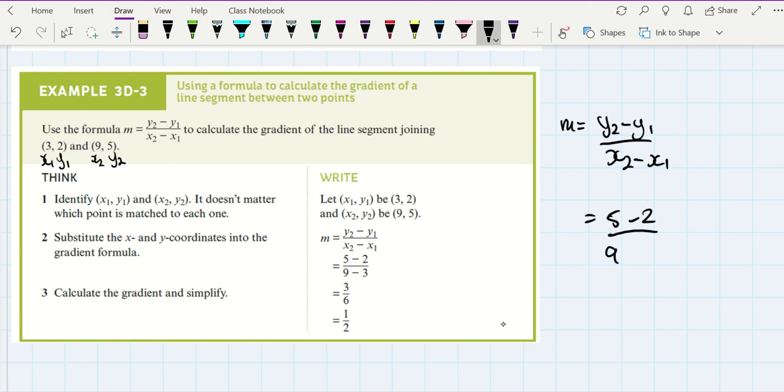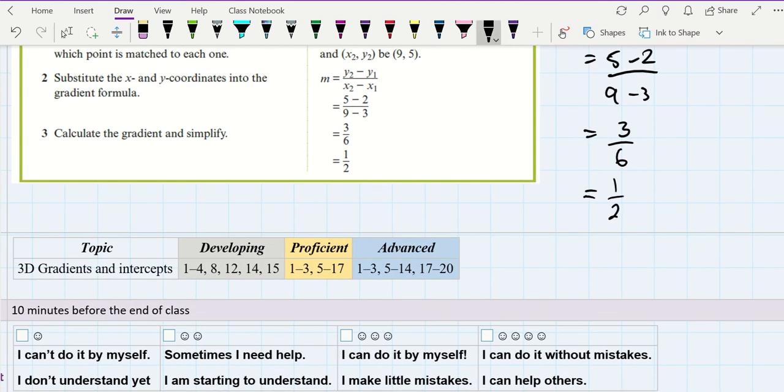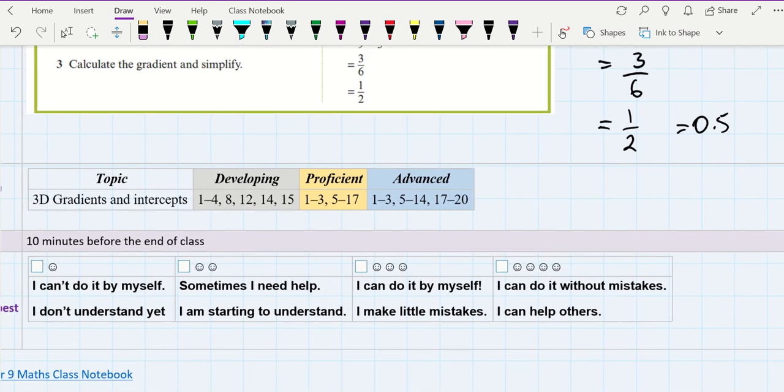That's this one over here, that's going to be 9. And my x1 is a 3. Now 5 take 2 is 3. 9 take 3 is 6. 3 over 6 is like saying 1/2. Or you can express it as a decimal, which is 0.5. I see that your book has just got you doing it as a fraction, so that's fine. Okay, when you've done that, Year 9, I'd like you to work on your mastery exercises, please.